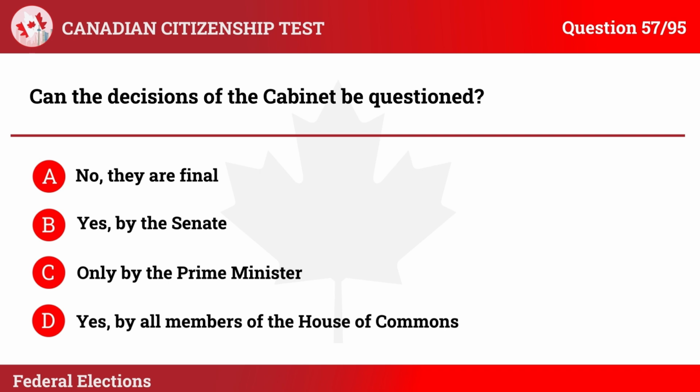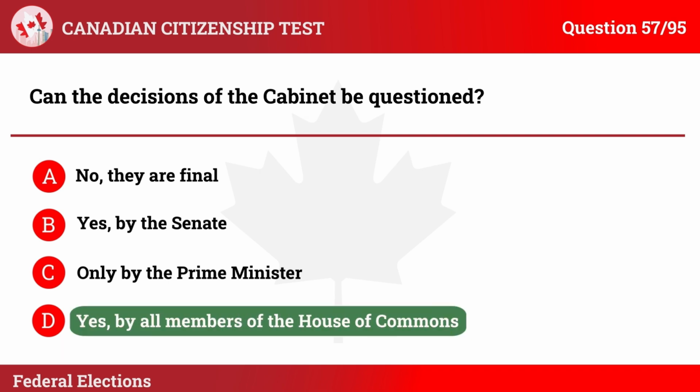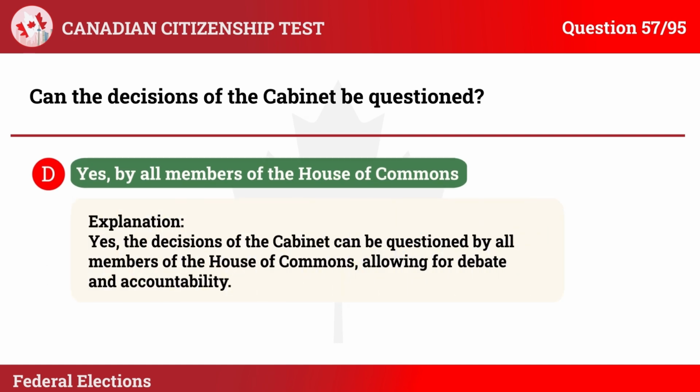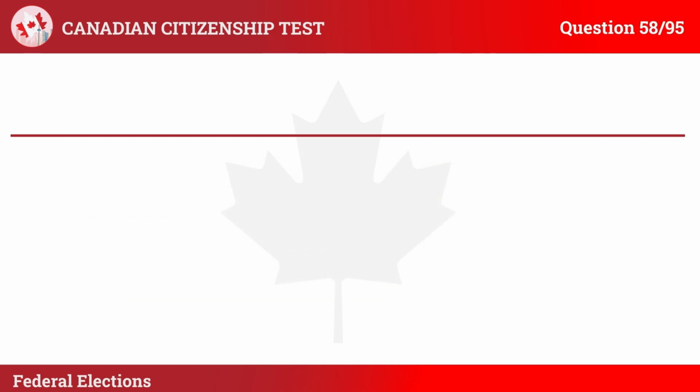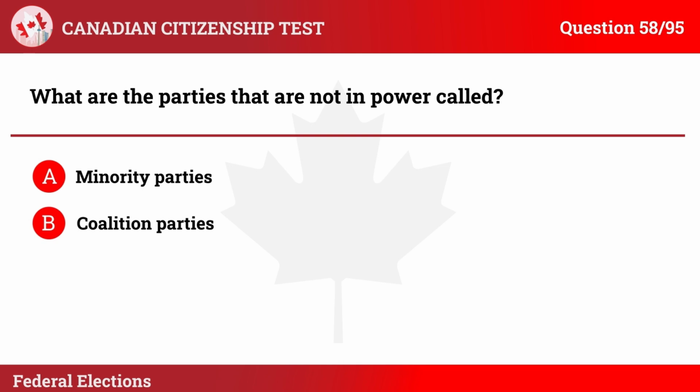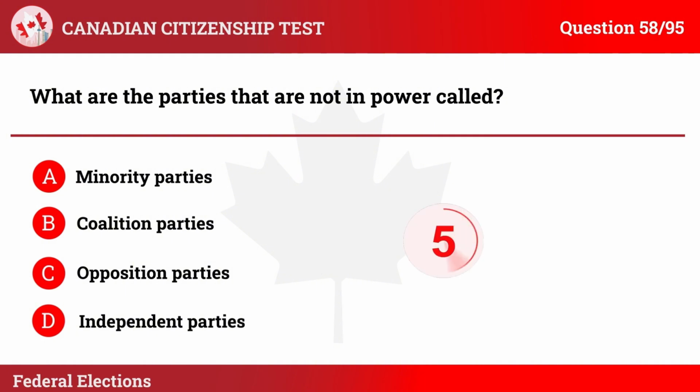The correct answer is D. Yes, by all members of the House of Commons. Explanation: yes, the decisions of the Cabinet can be questioned by all members of the House of Commons, allowing for debate and accountability. Question 58. What are the parties that are not in power called? A. Minority parties. B. Coalition parties. C. Opposition parties. D. Independent parties.